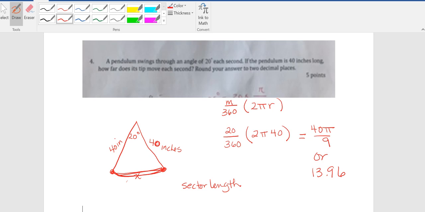R is the radius, and in this case, the radius is 40. So if you multiplied that out, you'd get 40 pi over 9, or if you convert that to a decimal, it's 13.96. And I believe this is in inches, so you probably need to also include the unit of measure. It actually does say to round to 2 decimal places in the problem, so they are looking for a decimal answer here.